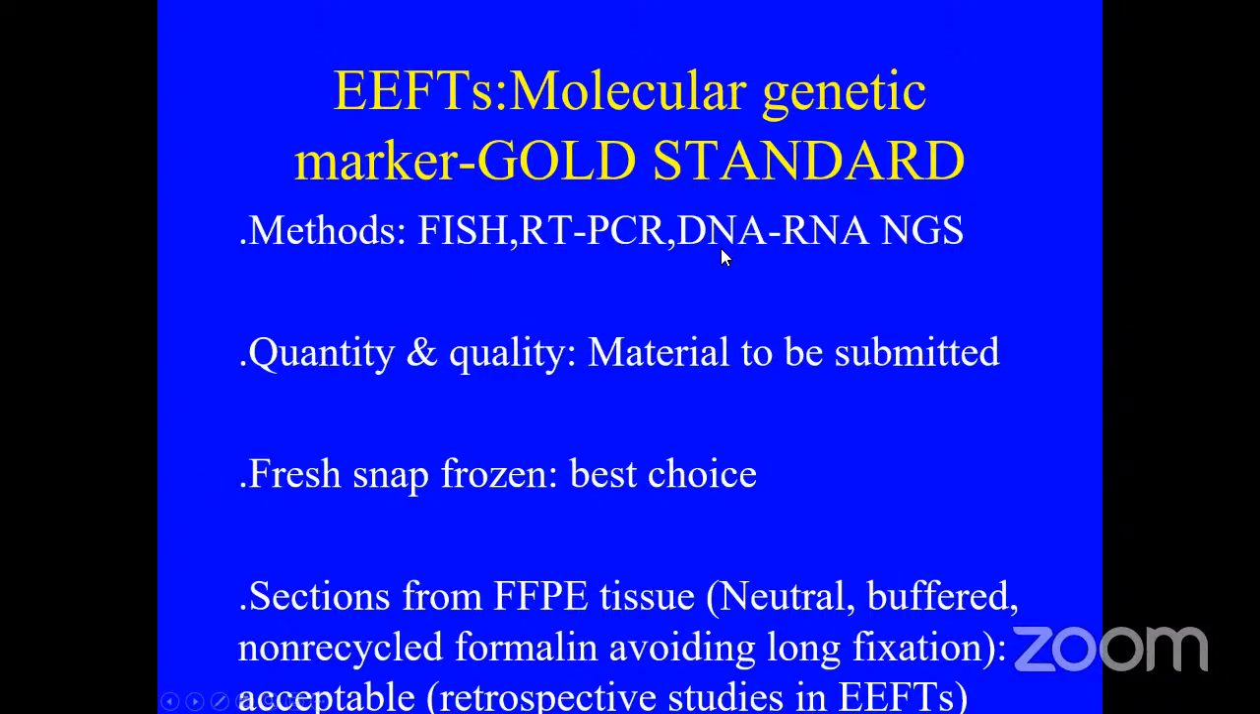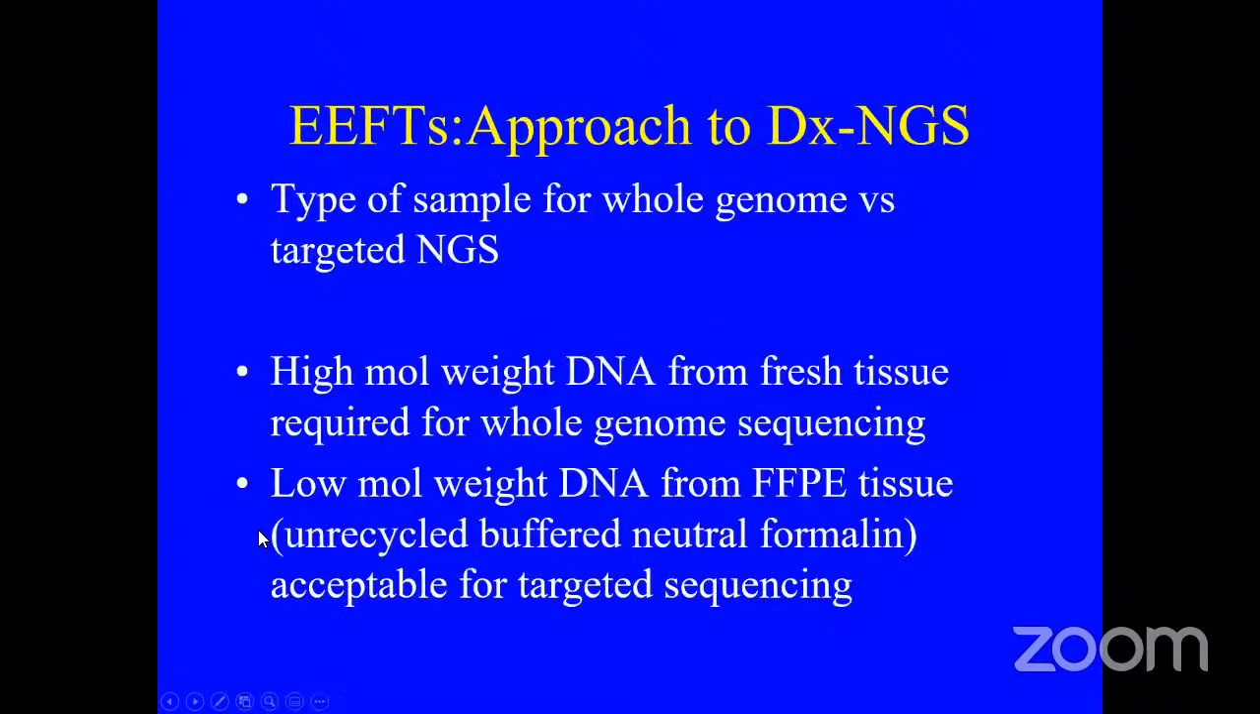FISH, RT-PCR, DNA, RNA-based next generation sequencing. You need appropriate quantity and quality of the material for doing these tests. Fresh snap frozen tumor is the best choice, although you can use sections from formalin fixed paraffin embedded tissue. You have to be sure that neutral, buffered, non-recycled formalin has been used and you have avoided long fixation. So this type of material is acceptable for large retrospective studies.